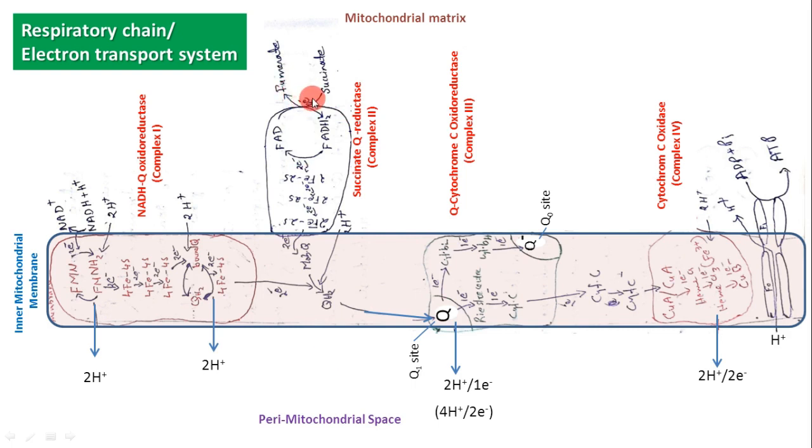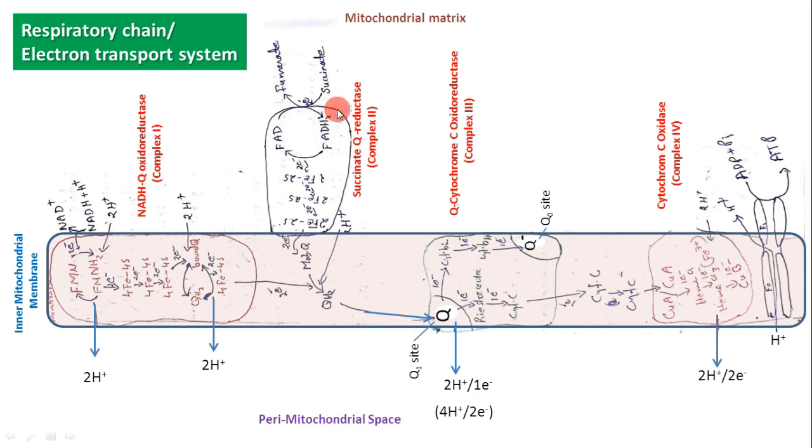If the travel of a pair of electrons starts from succinate, the two electrons are transferred to FAD, which is part of complex 2. Then the electrons move to complex 3, then to 4. From complex 2 no H plus is pumped, but in complex 3, 4 H plus are pumped per pair of electrons. From complex 4 also 2 H plus ions are pumped per pair of electrons. Thereby 6 H plus ions are pumped into the perimitochondrial space as the electrons travel from complex 2 to complex 4.